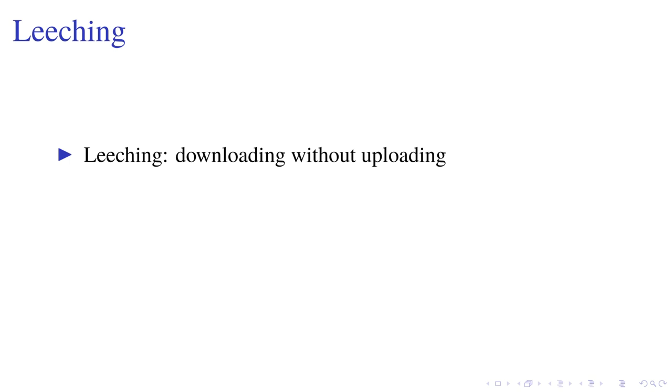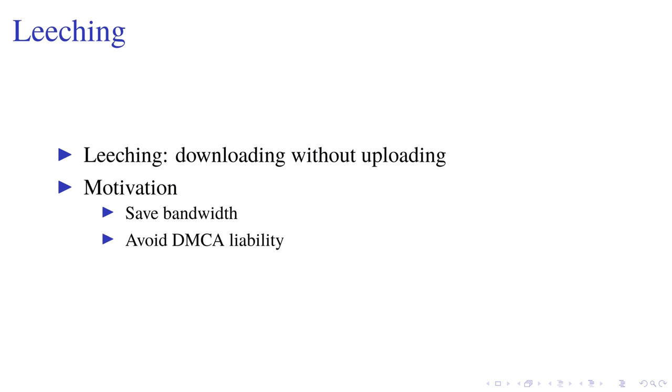Some users may be leeching, which means downloading from the peer-to-peer network without uploading. Some users do this in order to save their uploading bandwidth. This behavior is considered unethical by the community because it contradicts the concept of reciprocity in peer-to-peer. If no one is willing to upload content to the network, then peer-to-peer is in no way better than client-server. However, another possible motivation is to prevent DMCA liability.